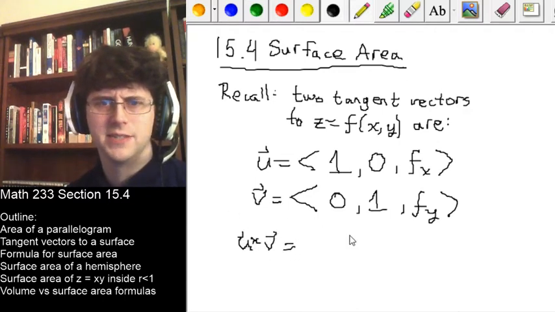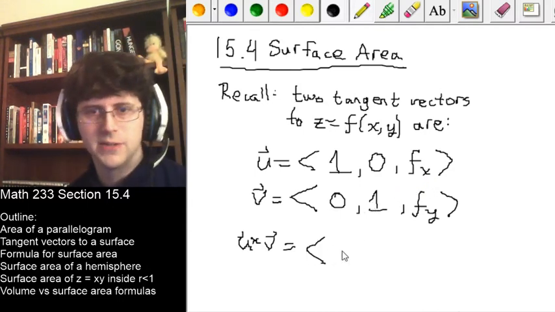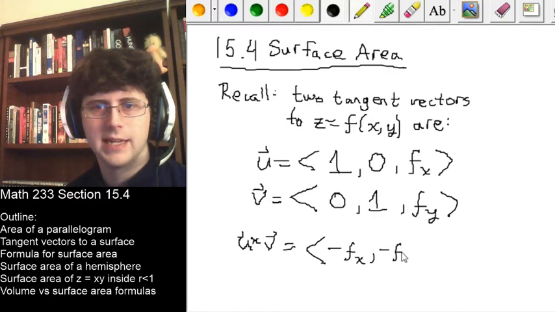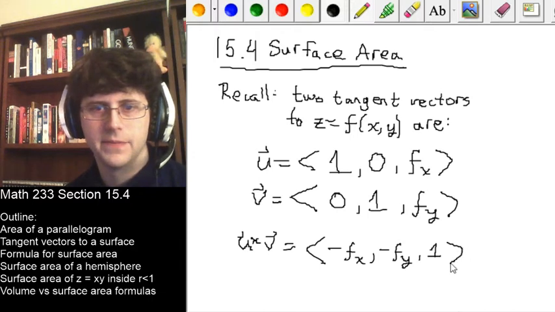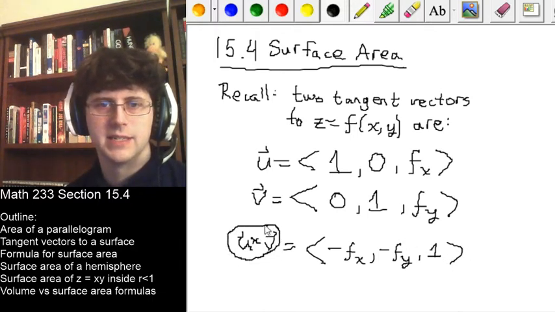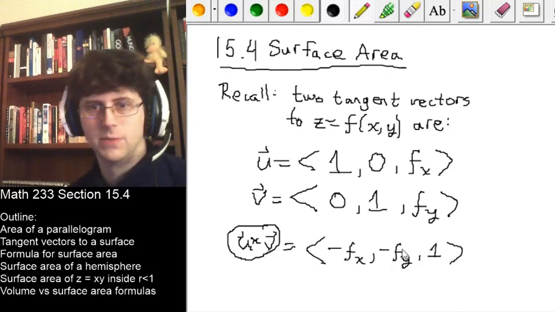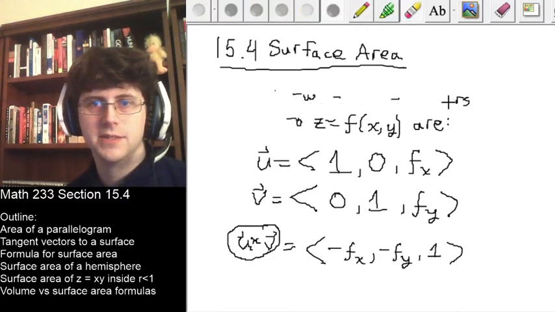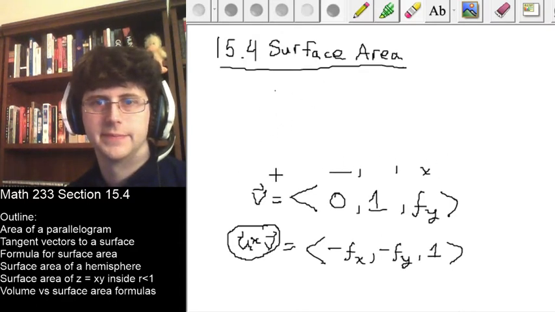I feel like we've crossed these two vectors before. But yeah, what you end up getting when you cross these two vectors is minus fx in one slot, minus fy in the second slot, and 1 in the third slot. So it's pretty hard to read, but this says u cross v. If you have your two tangent vectors and you cross them, then you'll get this weird vector here. So all we need to get our surface area formula is to find the magnitude of this cross product. And that's not too bad.